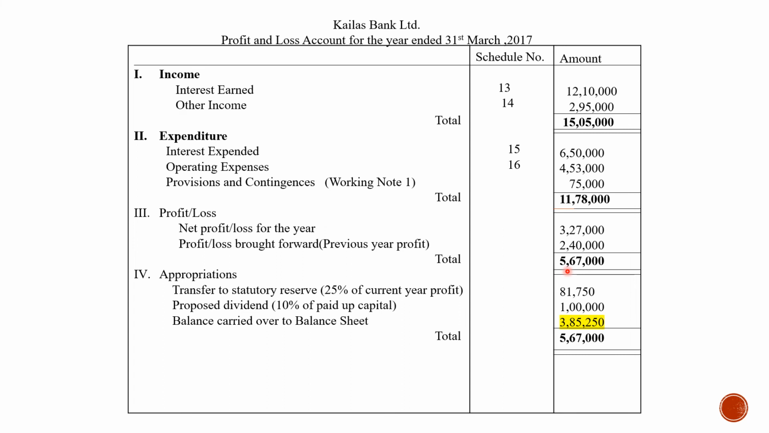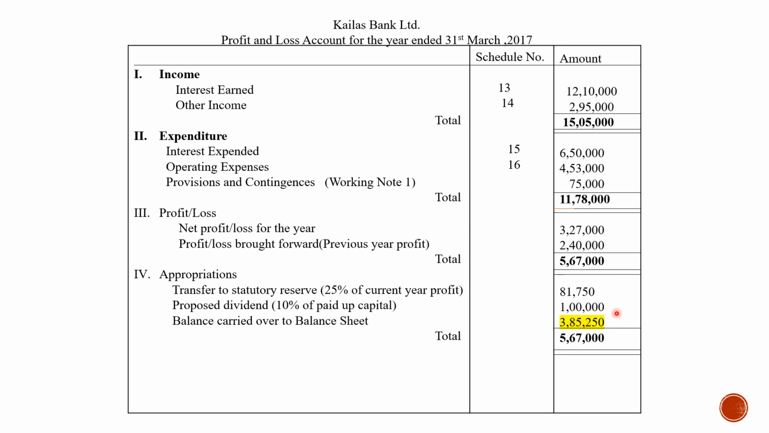And the final part you need to give is appropriations. The first one is the transfer to statutory reserves. 25% of the current year's profit must compulsorily be transferred as statutory reserve. So you transfer 25% of 3,27,000 as statutory reserve. You write the figure here, and then the proposed dividend, which is nothing but 10% of paid up capital. The paid up capital value is 10 lakh. So 10% of 10 lakh is 1 lakh.